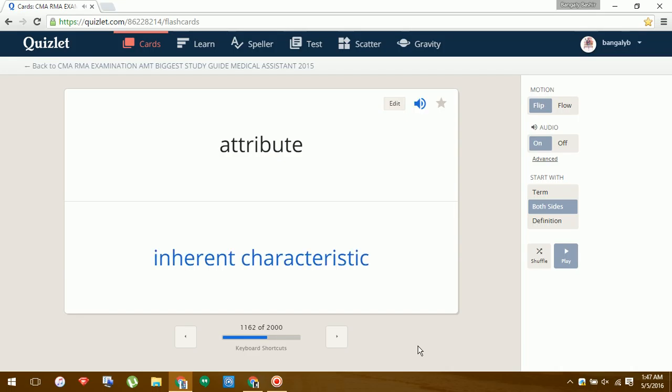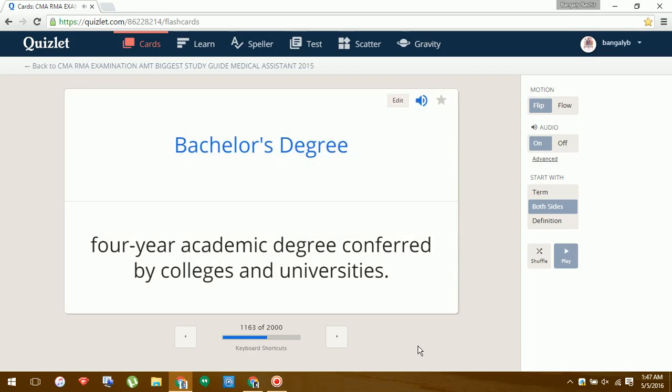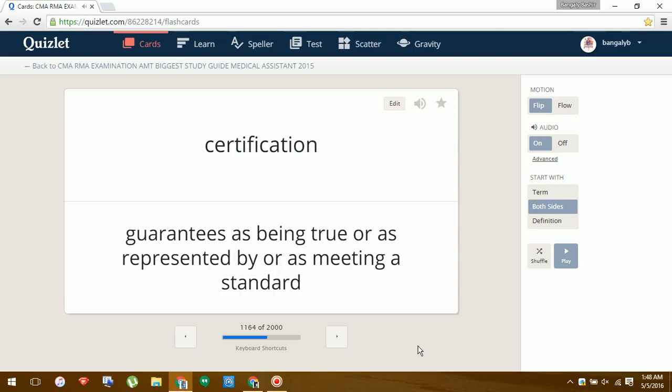Attribute. Inherent characteristic. Bachelor's degree. 4-year academic degree conferred by colleges and universities. Certification. Guarantees as being true or as represented by or as meeting a standard.